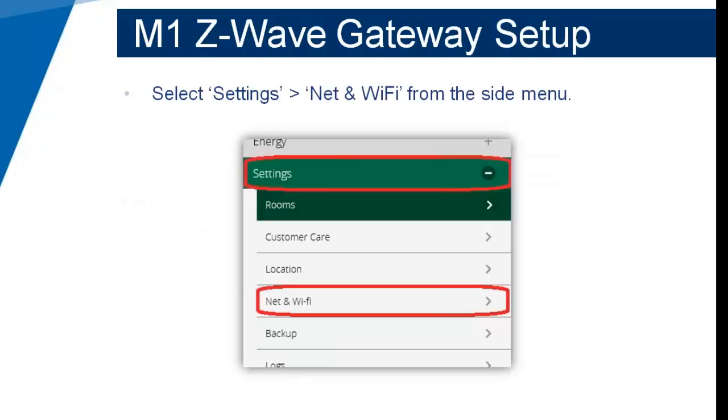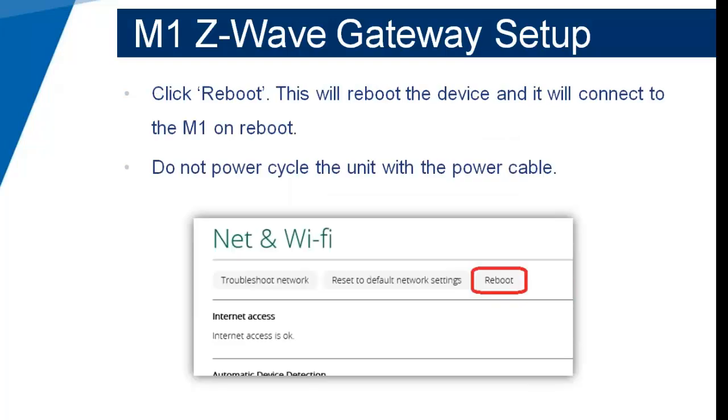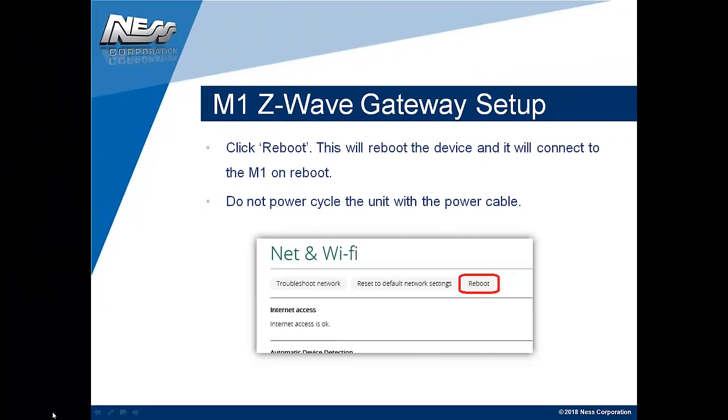This next step is important. You need to go into Settings, Net and Wi-Fi, and then you need to click on the Reboot button. Most people are probably thinking, well, I'll just power down the unit by pulling the power cable out and plugging it back in again. That doesn't actually work properly. You need to go into the reboot menu because it saves some configuration details into the actual Z-Wave gateway when it reboots this way. By just unplugging the cable and plugging it back in, it wipes some of the settings it's trying to save, and next time you try to boot up, it's not going to work properly.